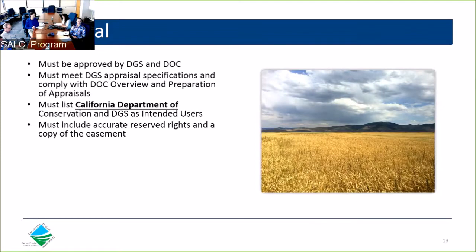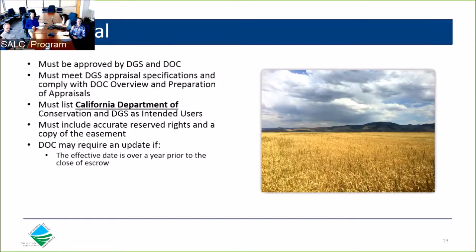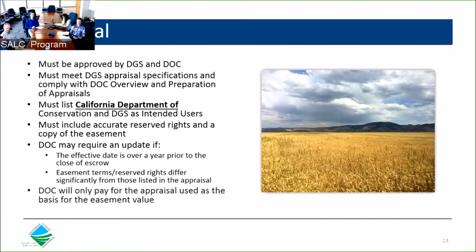We may require an update to the appraisal if the effective date is over a year prior to the close of escrow, or if the easement terms or reserved rights assessed in the appraisal differ substantially from those listed in the final approved easement. Please keep in mind that we will only pay for the appraisal used as the basis of the easement value, and we will not pay for appraisal updates. This is particularly important when you time the commissioning of your appraisal.